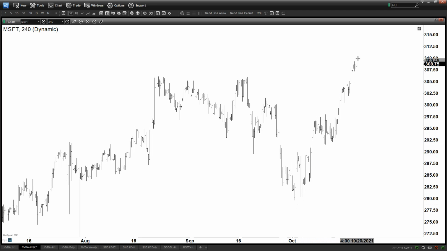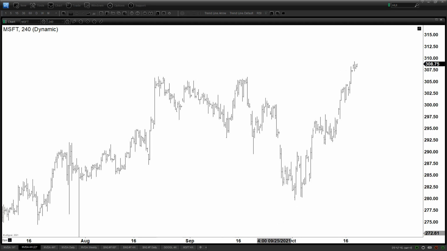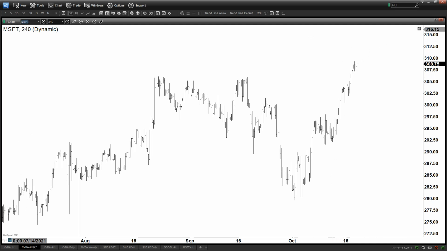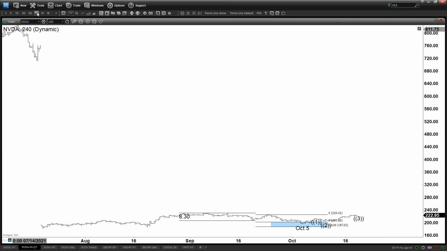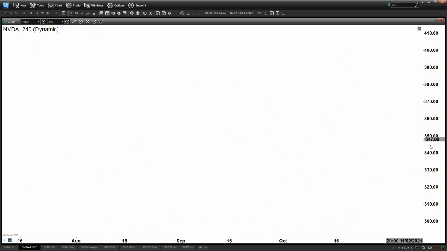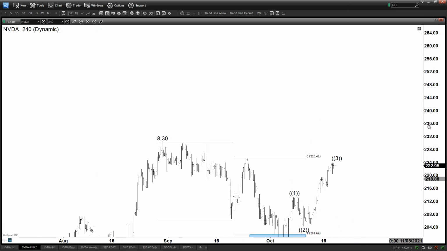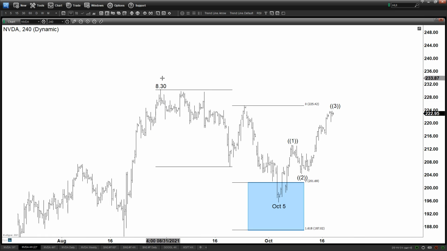This leg cannot be corrective because it breaks to a new high. So this has to be some kind of impulsive structure, and this one is also still missing one more leg on the upside. So based on Microsoft, it makes sense to believe, for example, that NVDA has also ended the correction and already started the new leg higher, even though NVDA itself has not broken above the previous peak, unlike Microsoft, right?